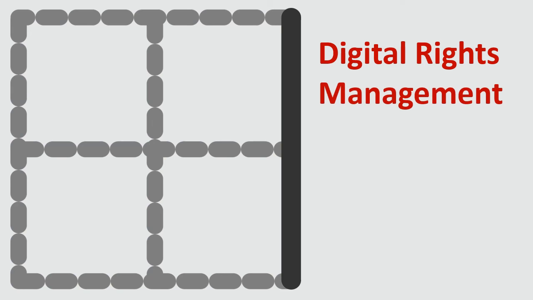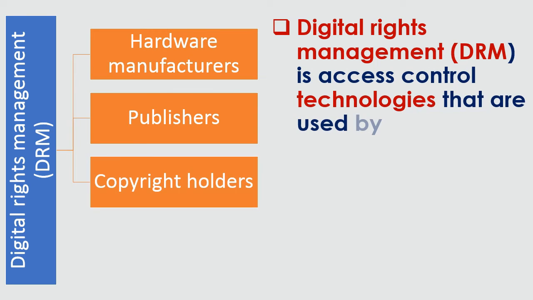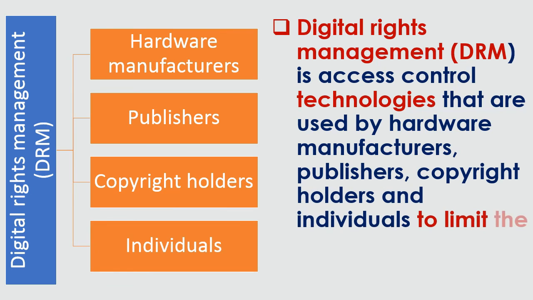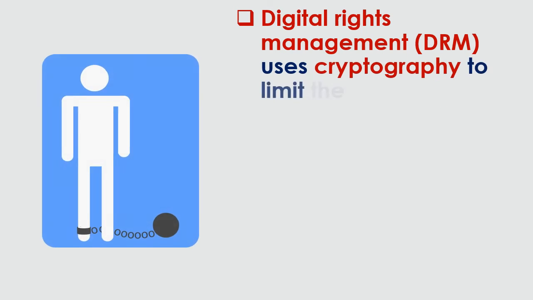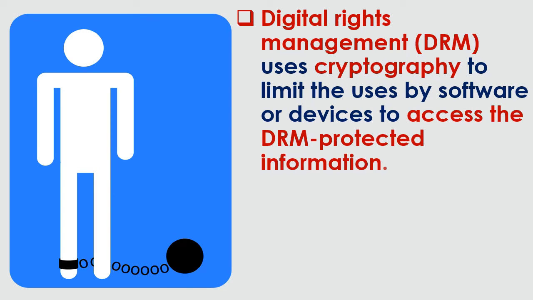Digital rights management. Digital rights management, DRM, is access control technologies that are used by hardware manufacturers, publishers, copyright holders, and individuals to limit the use of digital content. DRM uses cryptography to limit the uses by software or devices to access the DRM protected information.